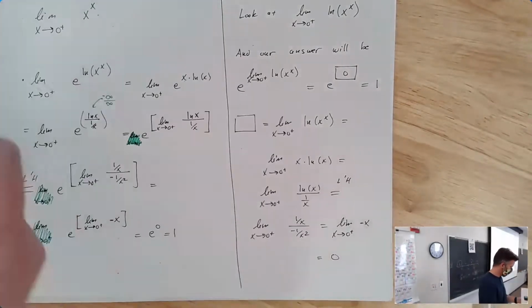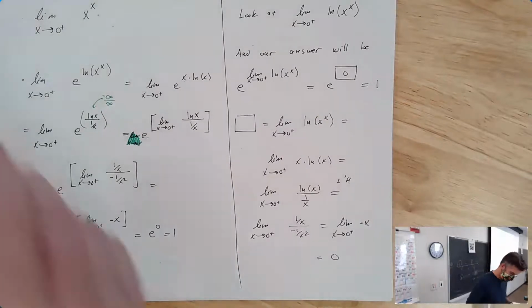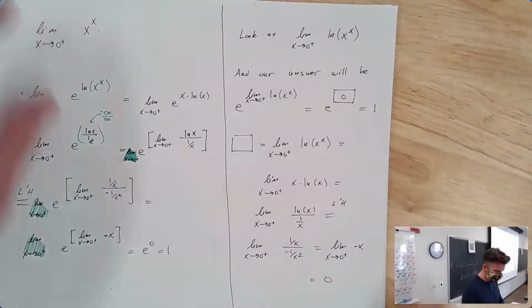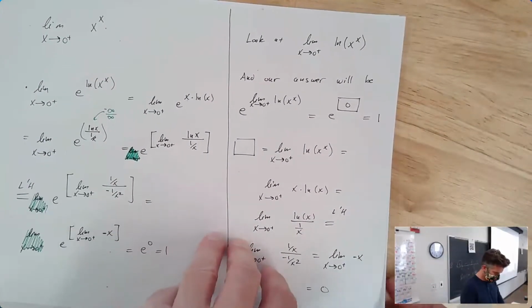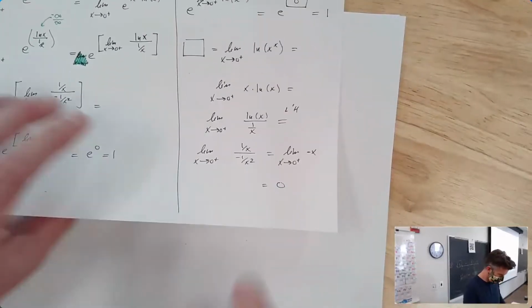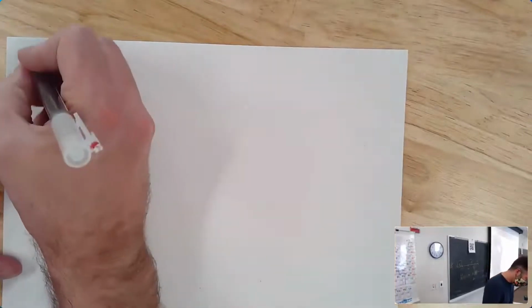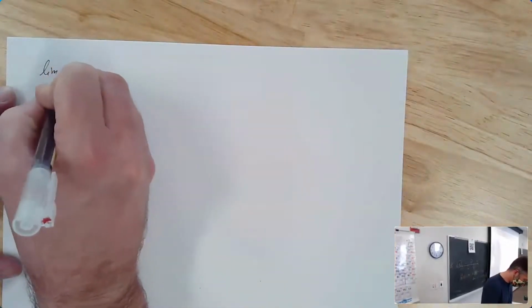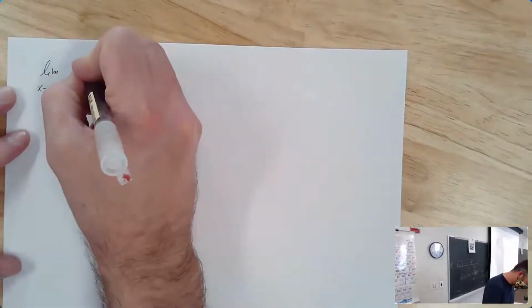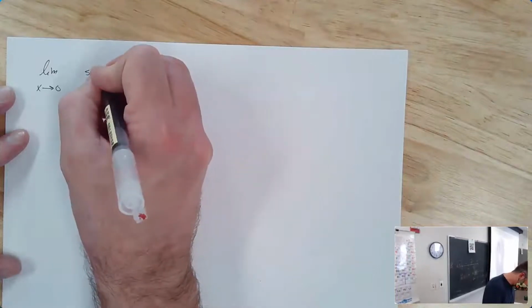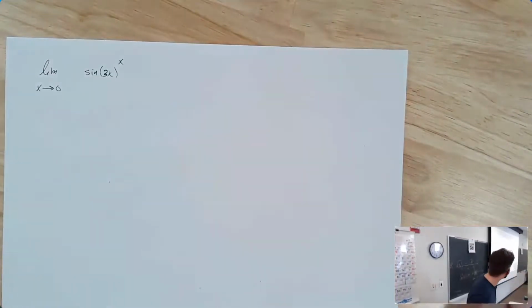Let's look at some more examples. And I'll probably go this way. I'll probably go back and forth actually. So let's try the limit as x goes to 0 of sine of 2x. Let's do sine of 3x to the x.